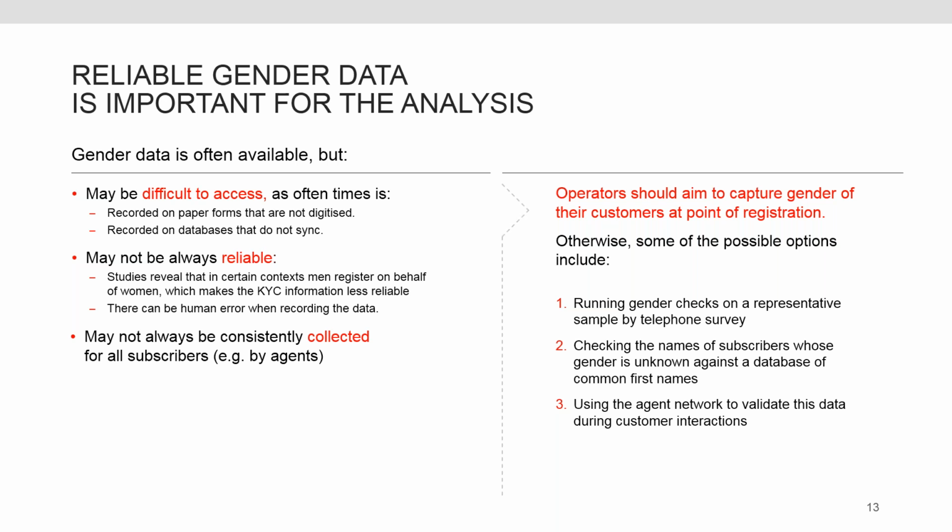You can also do automated checks, like checking the names in your subscriber base against the database of known names from that country. Or you can even do more sophisticated machine learning type analysis to assess gender based on usage patterns, but that's obviously a more sophisticated approach to take and a bit more challenging. Finally, a longer term solution is to use the agent network to validate subscriber gender data during customer interactions. This isn't necessarily the easiest thing to do, and it's something that needs to be incentivized and implemented over a longer time period, but we would recommend that it's something that's worth considering if gender analysis is something that you want to do with your data.